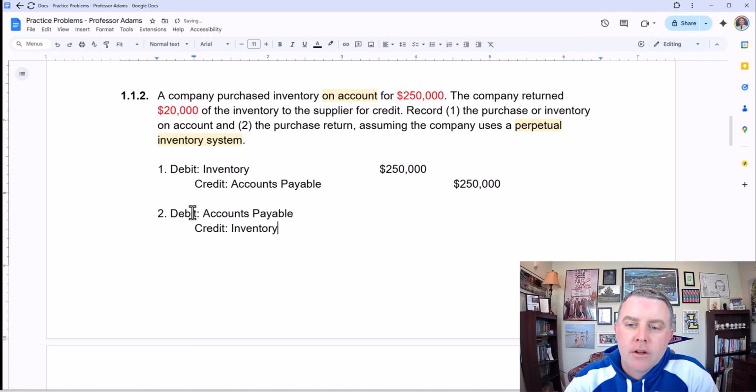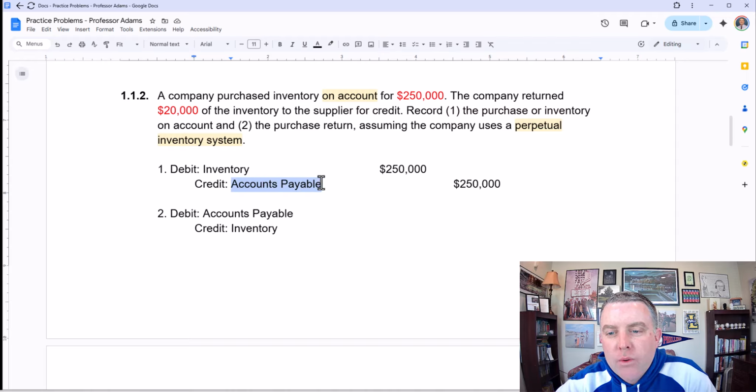And this makes sense conceptually too, because if we return product to the supplier, we no longer owe the supplier for the product that we returned. We send it back, we get a refund. So we need to make accounts payable go down. How do we make accounts payable go down? We debit it. And by the same token, we sent the inventory back, so it's no longer our inventory, which means inventory needs to go down. How do you make inventory go down? You credit it. So that's why we're debiting accounts payable and crediting inventory.